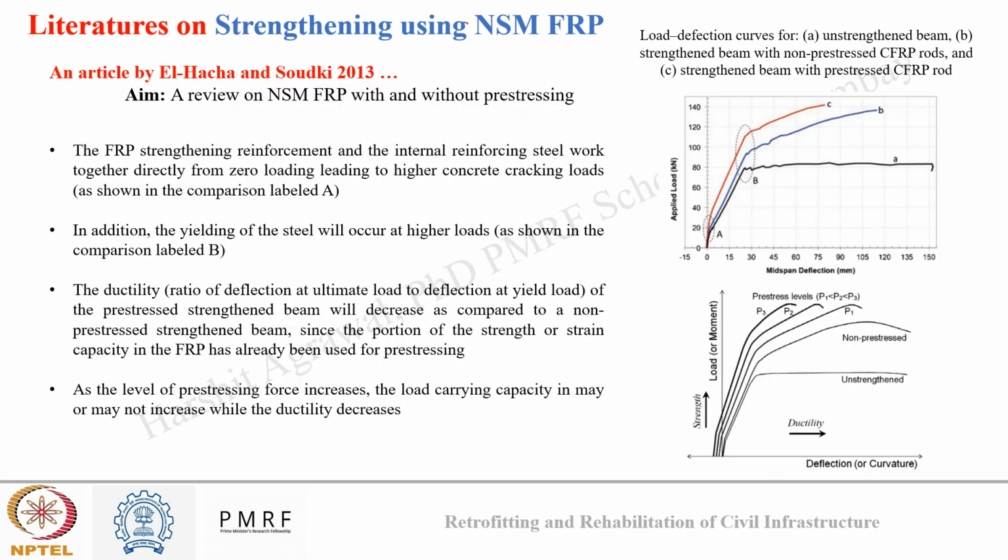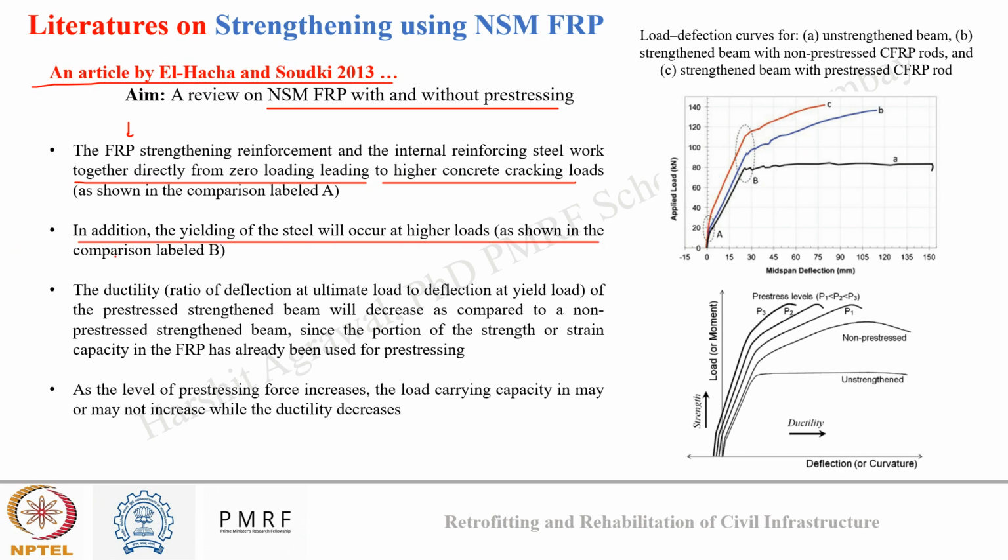And now this is the second article, which was published in 2013. It was a review article basically on NSM FRP with and without pre-stressing. So, what was the aim of this article? What this article did, they said that the FRP strengthening reinforcement and internal reinforcing steel work together directly from zero loading, leading to higher concrete cracking loads. In addition, yielding of steel will occur at a higher load.